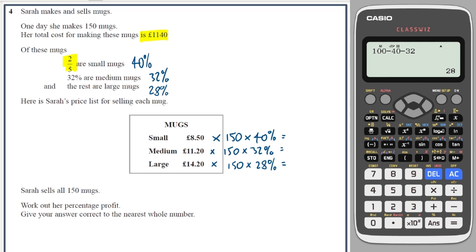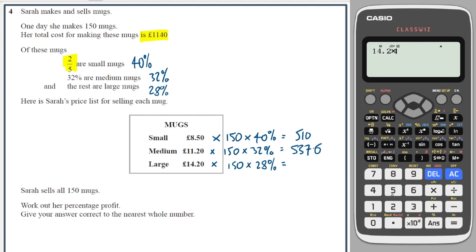So on my calculator I do £8.50 multiplied by 150 multiplied by 40%, which is the same as 40 over 100. So that's 510. That's how much money she makes out of those. The next one is £11.20 multiplied by 150 multiplied by 32%. So that is 537.6.